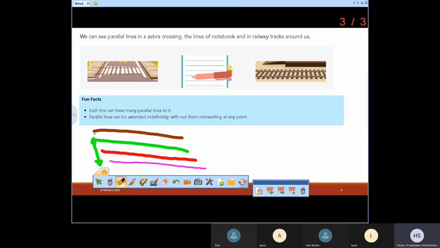If I have this parallel line here, I can have one here, one up, one here, one here, and so on, until we reach the sky. This is the first fact. The second one is that they can be extended indefinitely without intersecting at any point. I mean, if I draw them from here up to America, they will not intersect. So if I extend them indefinitely, they will not intersect.